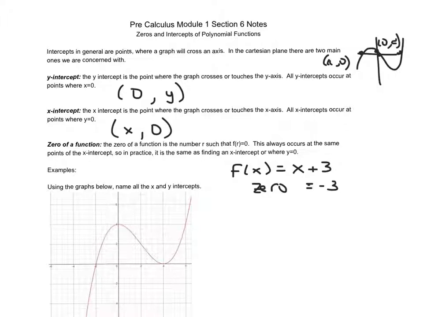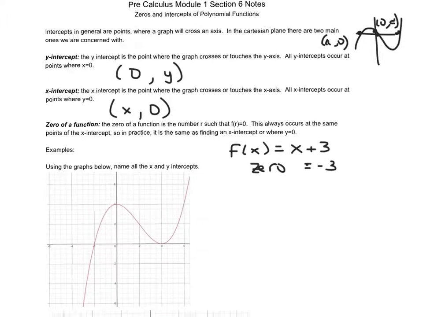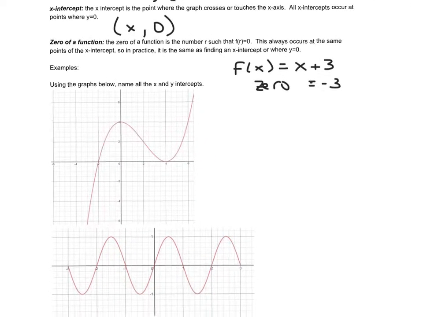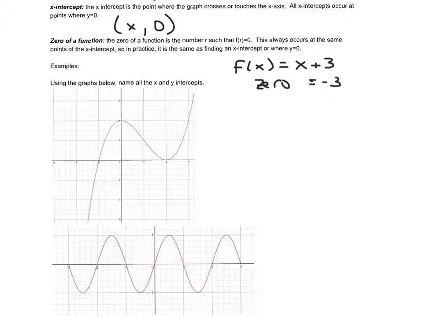So we'll look at some examples of using the graph and then using a little bit of algebra to find some of these intercepts. So if we look at this first example, it says, use the graph below, name all the x and y intercepts. This looks like some kind of cubic curve. So the important points I'd want to point out is I have this point here, this point here, and this point here. So those would be the points where it's touching or crossing an axis.